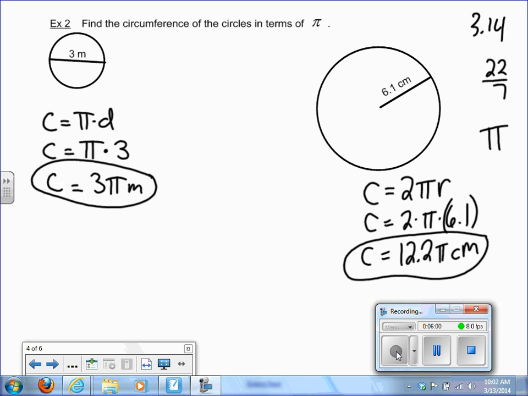Sure. Or you could just say 36, 12 times 3, right? But it's going to be a little bit more than that because 3.14 and also 12.2. Okay, good. All right, let's move on to our next example.